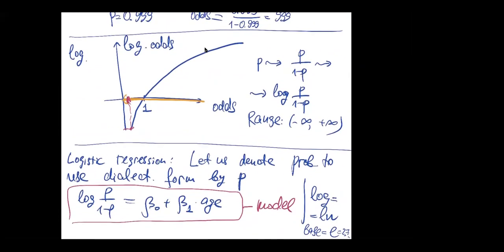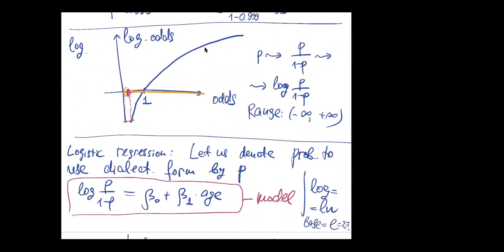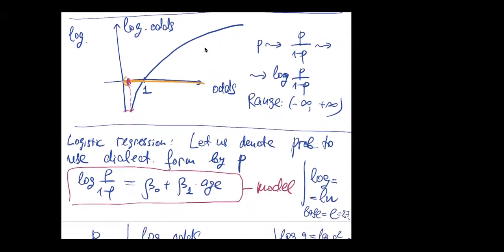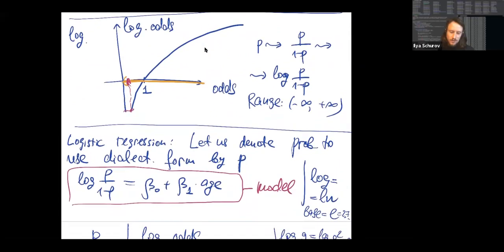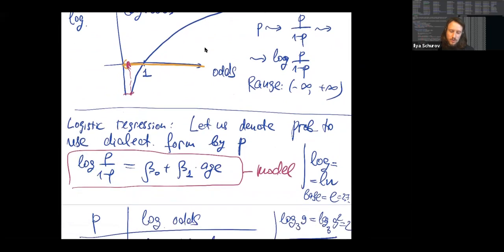Maybe it would be more evident to call it a logarithmic regression, because well, we use logarithms. Yeah, but this is not a logarithm of probability. This is logarithm of odds. And so this is not a logarithmic regression. In fact, the general notion that is used here is that it is a generalized linear regression. This is generalized linear model.